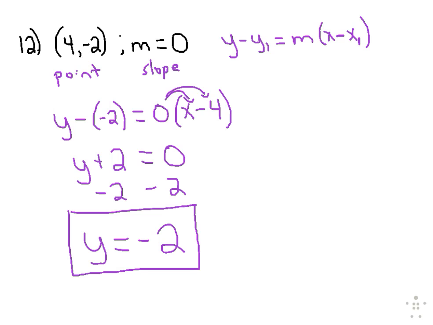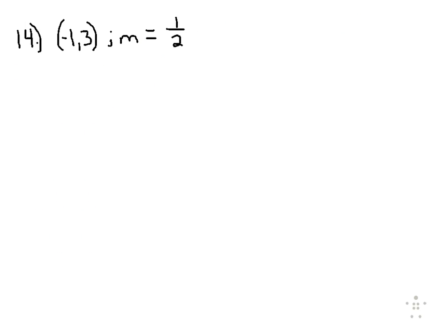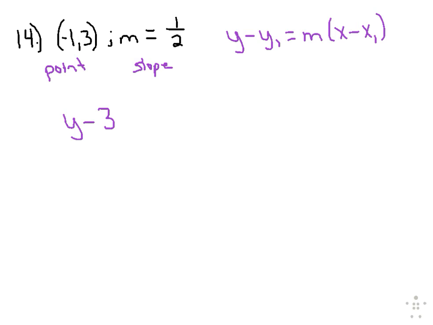Moving on to question number 14. This one says, use the method of your choice to write down the slope-intercept form of the equation of the line passing through the given point with the given slope. So my method would just be, let's see what they give to me. They give me a point and they give me a slope, so I'm just going to use point-slope form. That's y minus y1 is equal to m times x minus x1. Alright, so just plug in things. So y minus 3 is equal to 1/2 times x minus negative 1.